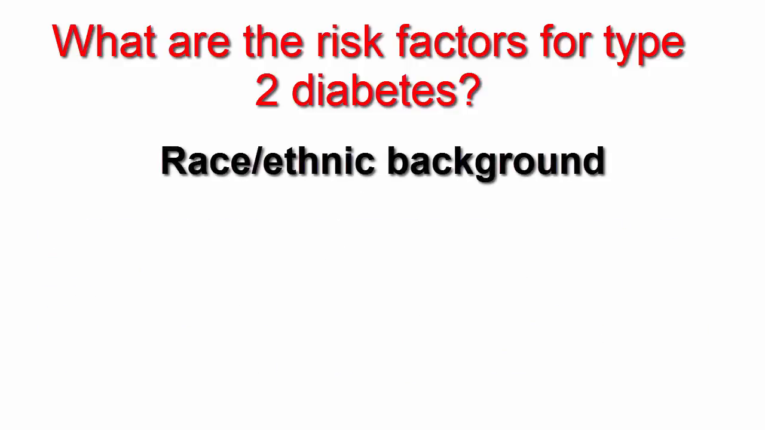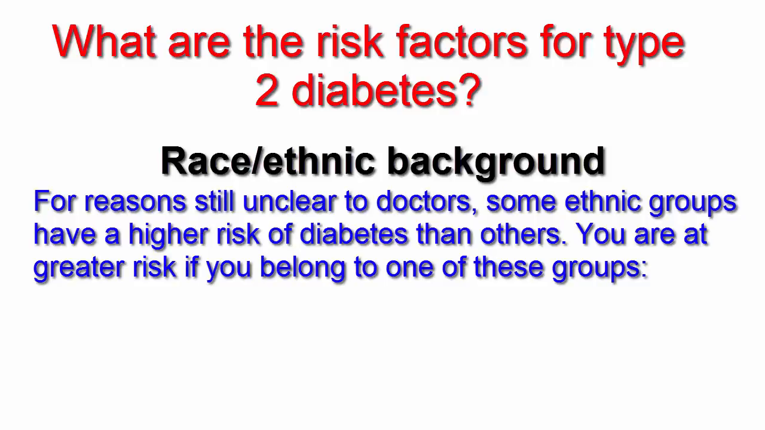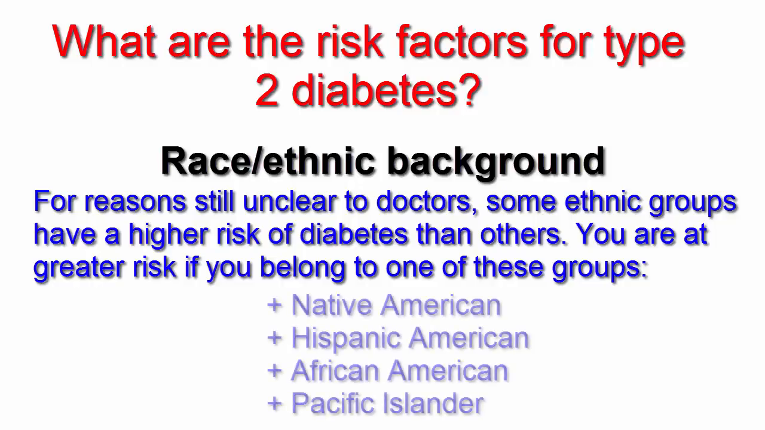Race and ethnic background. For reasons still unclear to doctors, some ethnic groups have a higher risk of diabetes than others. You are at greater risk if you belong to one of these groups: Native American, Hispanic American, African American, Pacific Islander.